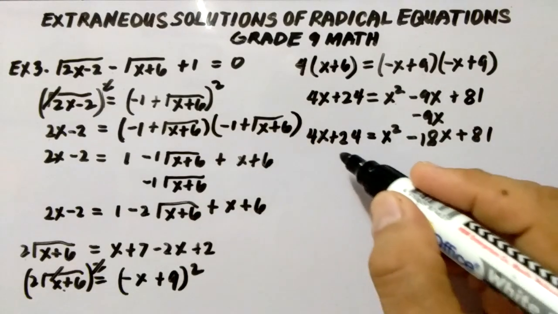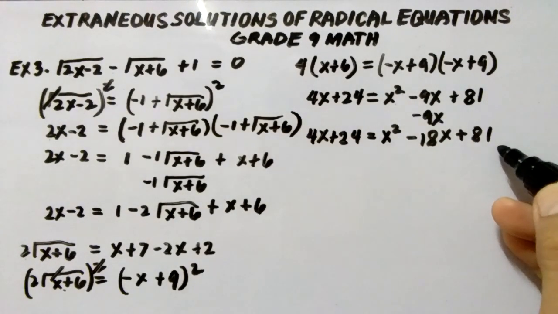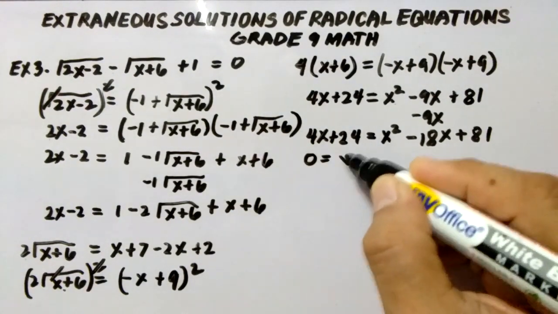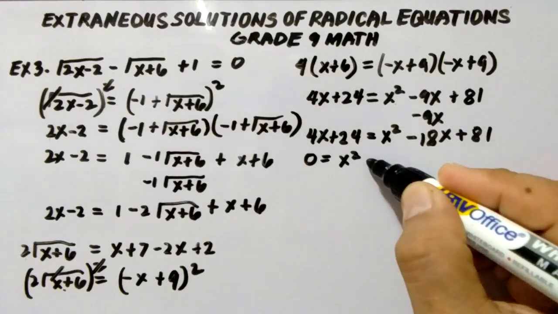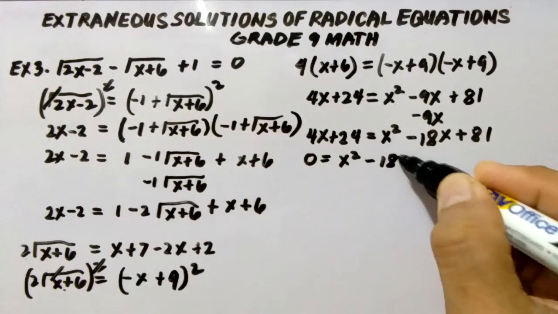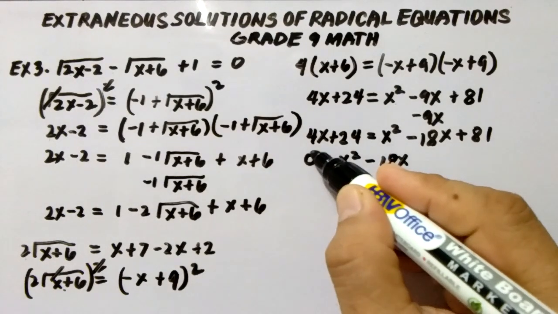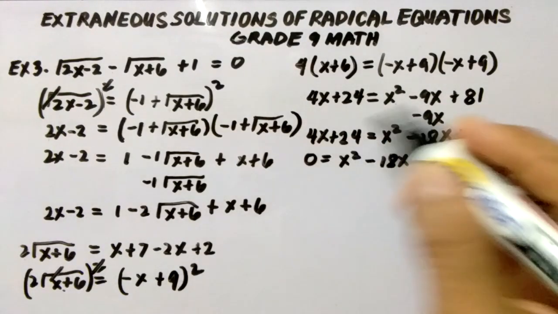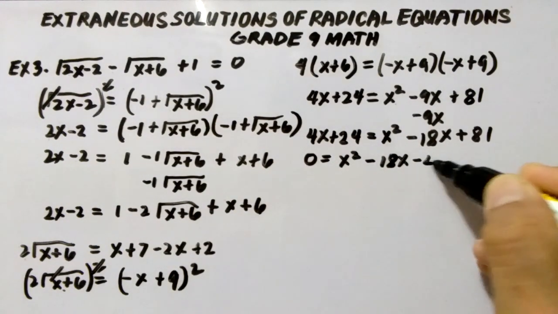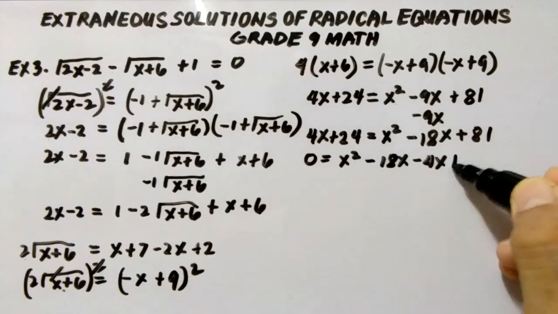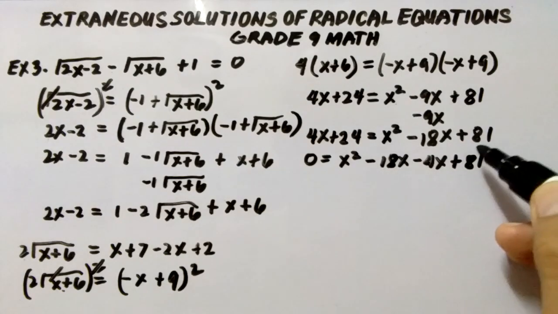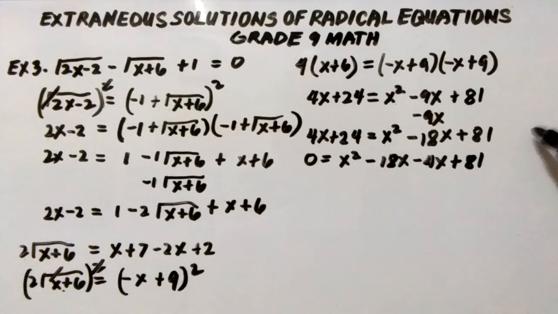So, lahat po ng nasa left side, transpose po natin dito sa may right side. So, we have 0 is equal to, so we have x squared. Then, minus 18x. Okay, so may kapareho po ang 18x, yung 4x. So, transpose po natin dito sa may right side. So, positive 4x becomes negative 4x. Then, plus 81. Okay, so positive 24, 24 transpose to right side, so becomes negative 24.